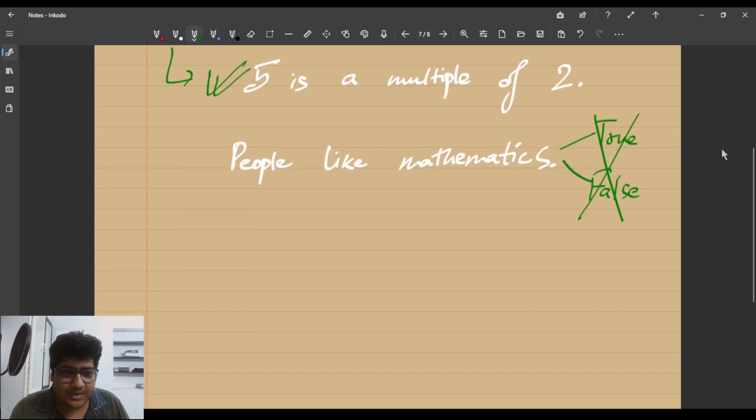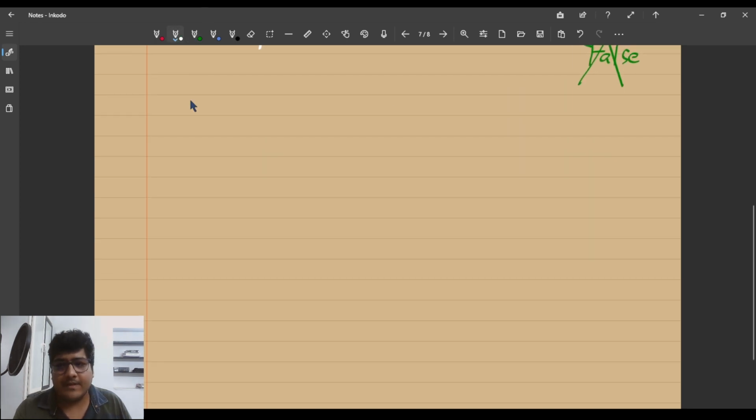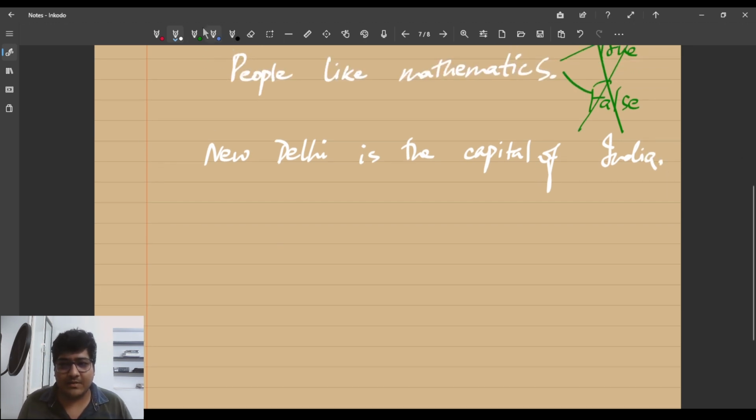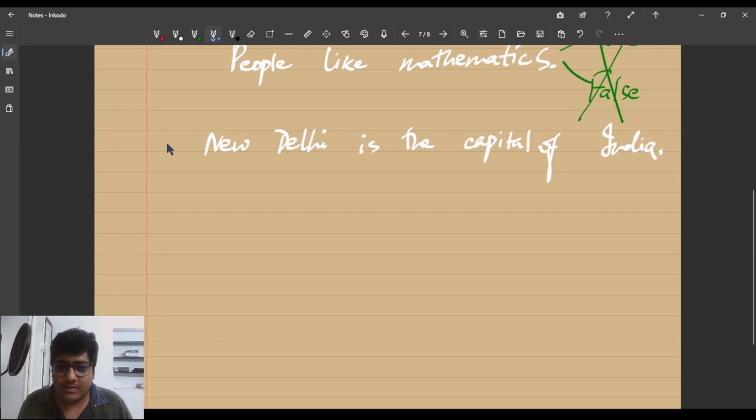So let us see a few more examples of statements. I have a few written down here. This is a very typical example given in all our books: New Delhi is the capital of India. So is this a statement? It's a practice in maths to denote statements with some symbol, so let us denote this by P. P says that New Delhi is the capital of India.